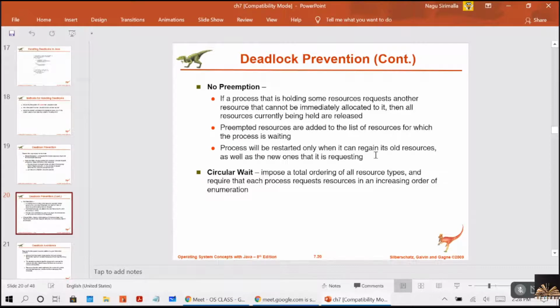Increasing order of enumeration. So this I will explain with an example. Let's consider I have a resource type R, which has the instances R1, R2 to Rm, and N be the set of the natural numbers. What do you mean by this? N is the count of the resources.